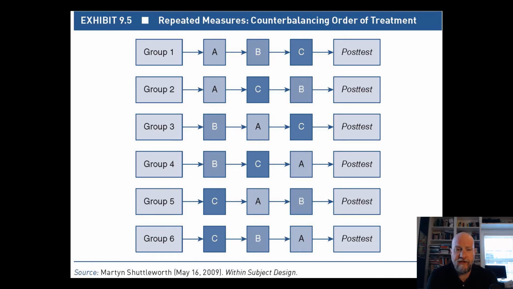So here's an example of a repeated measures within subjects design with counterbalancing the order of the treatments, right? As we said, with three treatment levels, 3 levels of your independent variable, what you get is 6 possible combinations. In this case, we would have a group that went ABC, a group that did ACB, a group that did BAC, a group that did BCA, and so on and so forth, every possible combination represented.